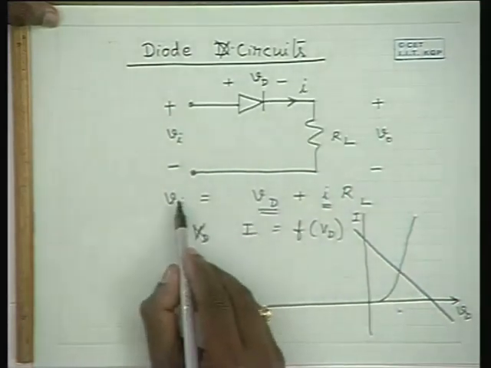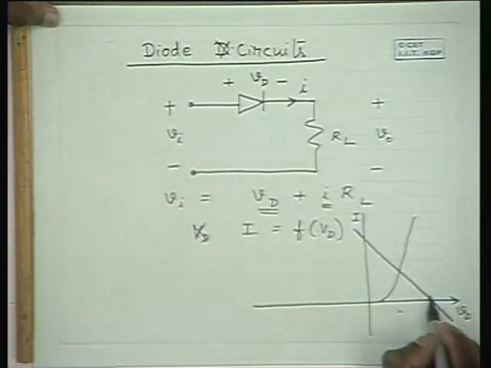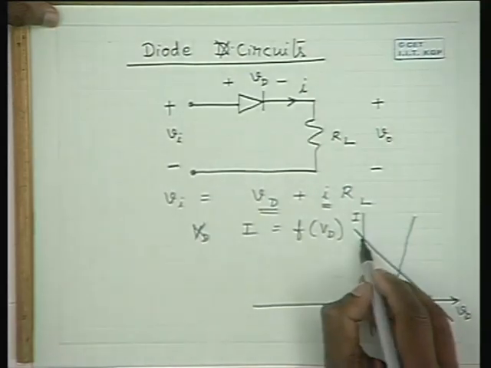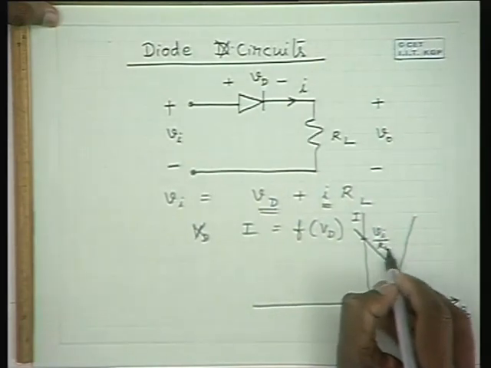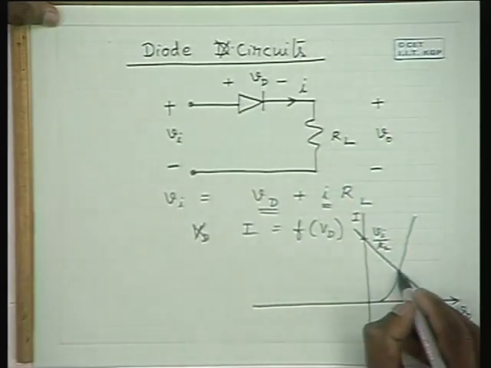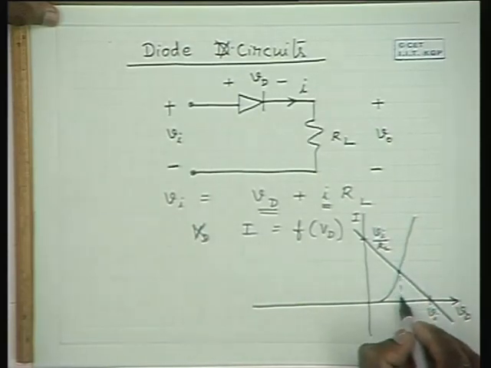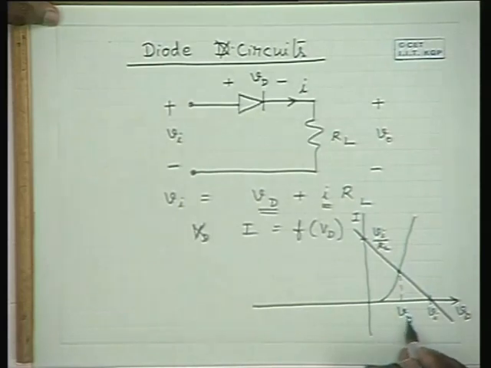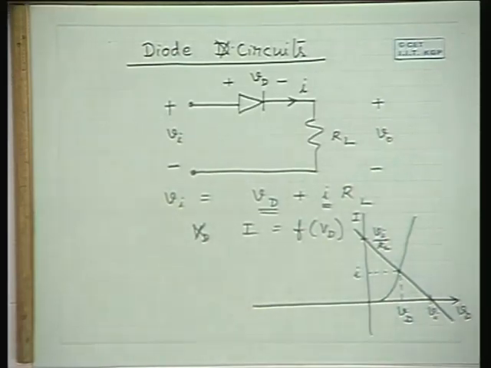and VD is equal to VI when I is equal to 0. This is the I axis; when I is equal to 0, VD is equal to VI is one point. So (VI, 0) is one point on the straight line, and (0, VI by RL) is the other point on the straight line. So what is the operating point? Naturally, this is the operating point. So this diode works with this particular VD and this particular I. So this is the operating point.